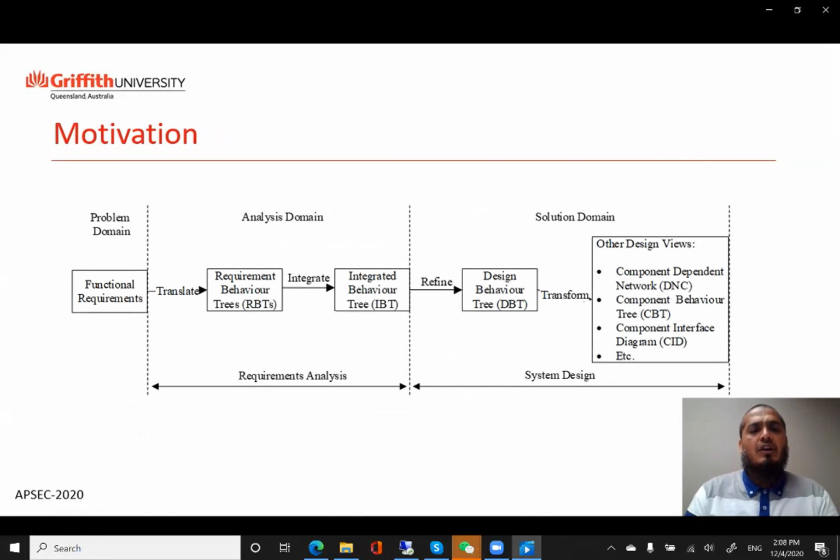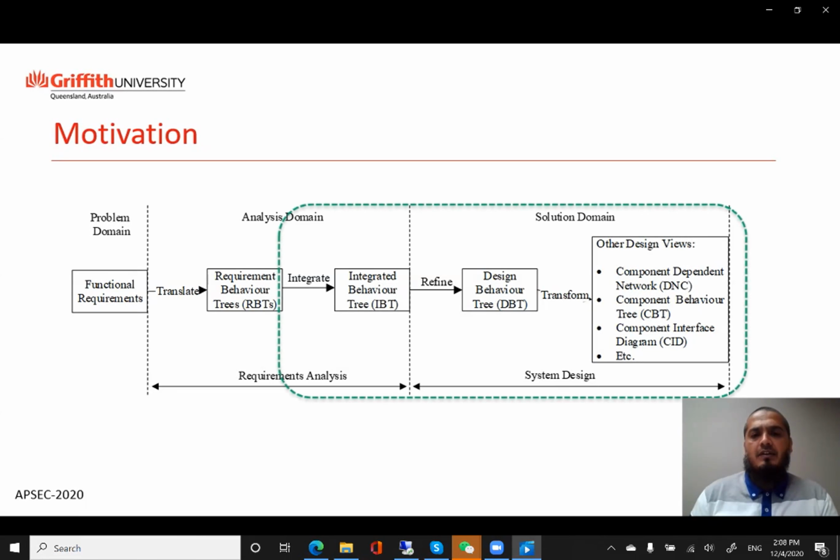So this is the standard process to model software by using a behavior tree. We have three domains. We have a problem domain, in which we have functional requirements. Then we have an analysis domain, followed by a solution domain. Here you can see only the first part, which is a requirement behavior tree. The first diagram is drawn from natural language, and after that, all the next diagrams are drawn from the previously designed diagrams automatically. In this way, the problems of natural languages that we discussed in the previous slide are somehow minimized in this process.